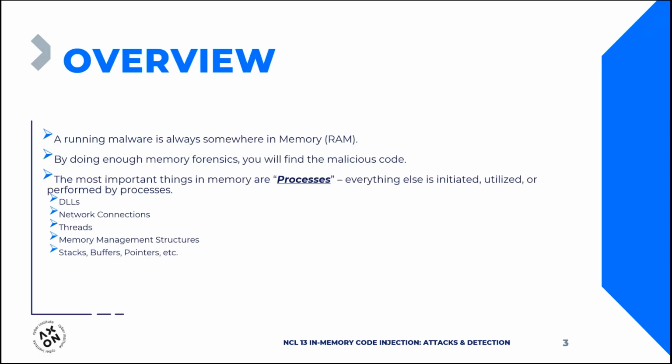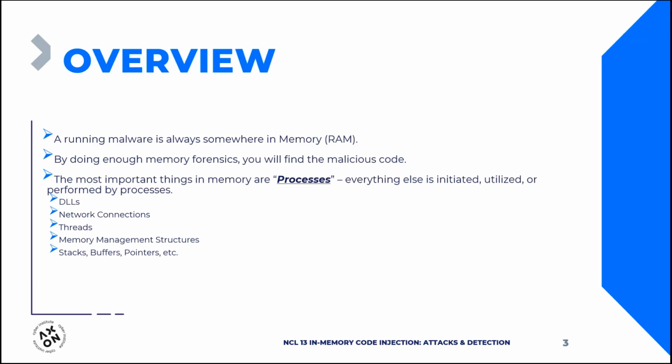Ultimately, when there is malware on the system, that malware needs to run. No matter where it hides or how it hides, when it runs, it needs memory. So a running malware is always somewhere in memory. By doing memory forensics, by analyzing what's going on in memory, ultimately you're going to reach that malicious code and find it.